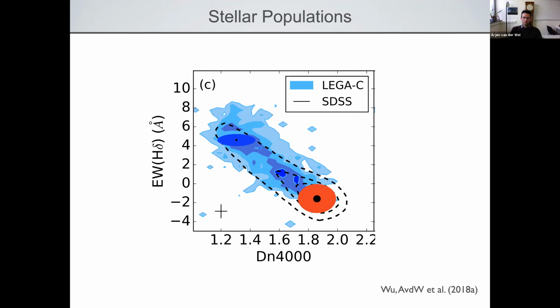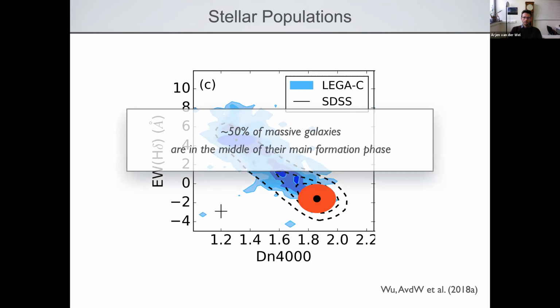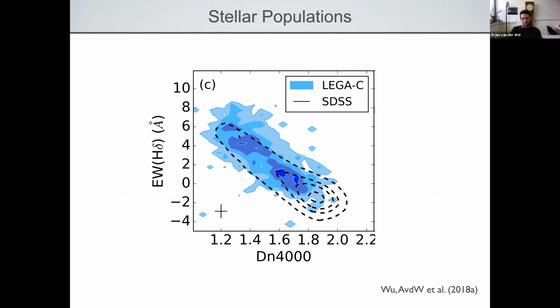So this is schematically, again, what I'm showing here. There's the old galaxies here, dominated by ellipticals and quiescent galaxies. And the galaxies in their main formation phase live up here. So then we see that for LEGA-C at redshift 1, there's an equally strong peak here and here. 50% of the massive galaxies are in the middle of the main formation phase. For Sloan, it's very different. We're basically all old. So the present day universe is too old to witness galaxy formation. It's a different way of saying what I said before.